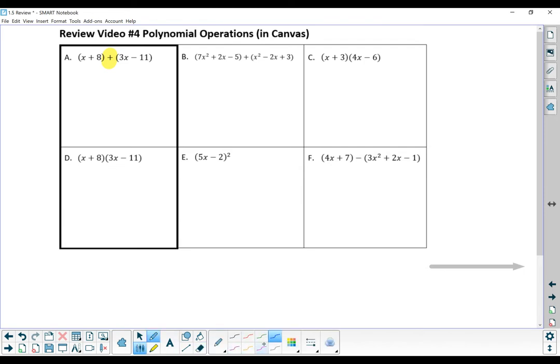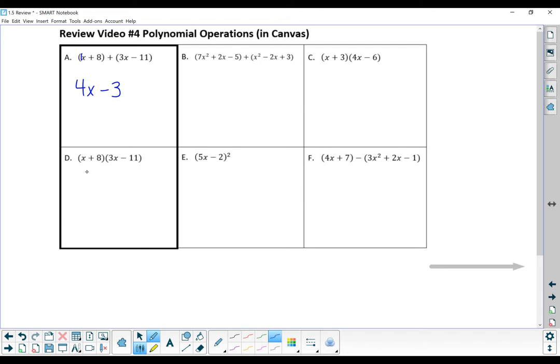So when you're adding, you're just combining like terms. So if I have an x plus 8 and I'm adding a 3x minus 11, I think about the total number of x's, and that would give me a total of 4x. And then I can think in this case about my constants. I have an 8 and a negative 11, so that adds up to negative 3. So this would be my answer on A.